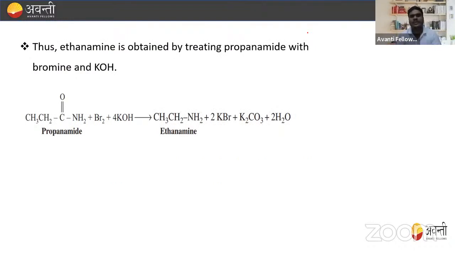Thus, ethanamine is obtained by treating propanamide with bromine and KOH, right? So always remember here we get the amine with one carbon atom less. When you take propanamide, you will get ethanamine. When you take butanamide, you will get propanamine. So this is how it is, right? Here we have propanamide, which reacts with Br2 and KOH, and it will give us ethanamine plus 2KBr plus K2CO3 and 2H2O.